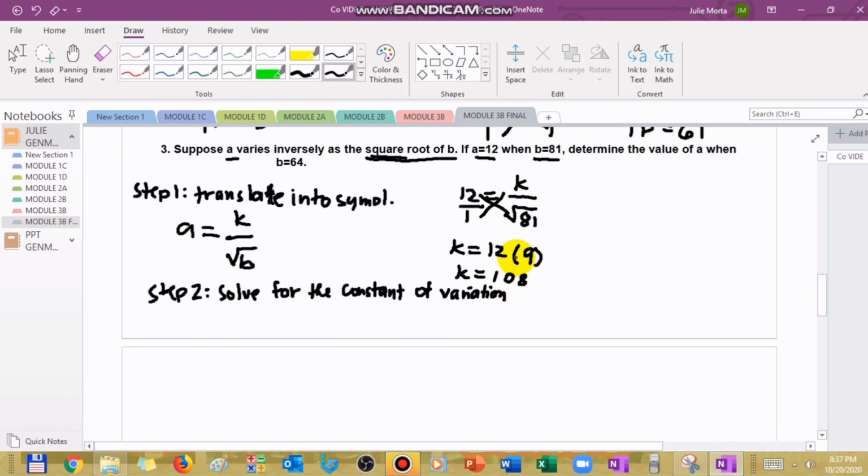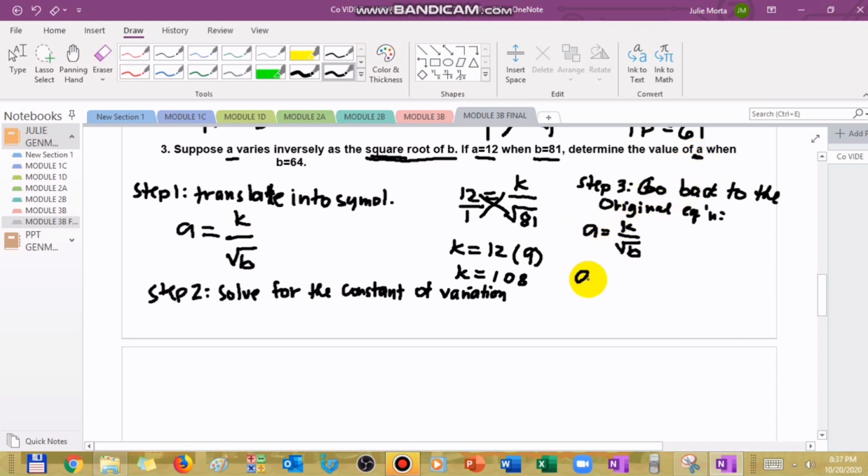Okay? Ayan naman, determine the value of A. So, step 3, go back to the original equation. Okay, ano yung original equation mo? Ito si A varies inversely as the square root of B. So, find the value of A.